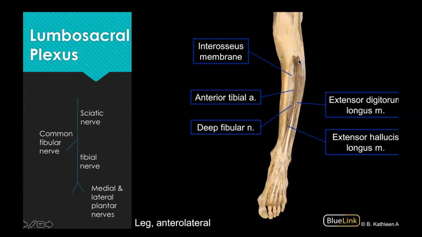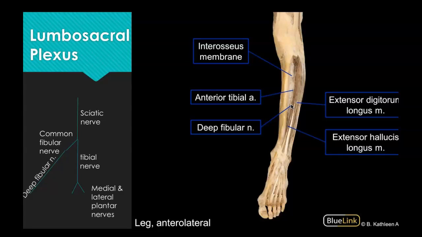From there, it is going to bifurcate into this deep fibular nerve. The deep fibular nerve courses alongside the anterior tibial artery, and we could find this lateral to the tibialis anterior muscle that has been dissected away here. So in your schematic, you can add this line and label it deep fibular nerve.